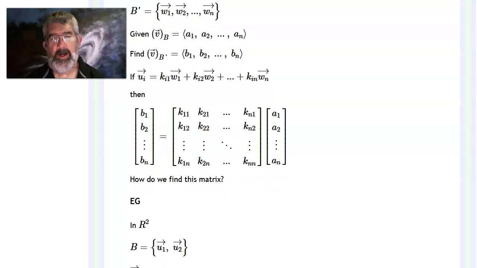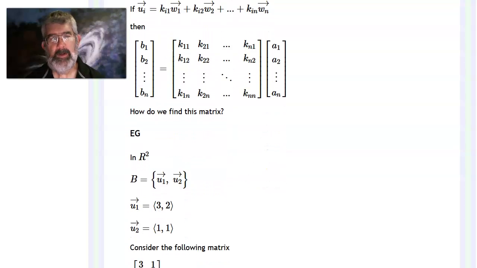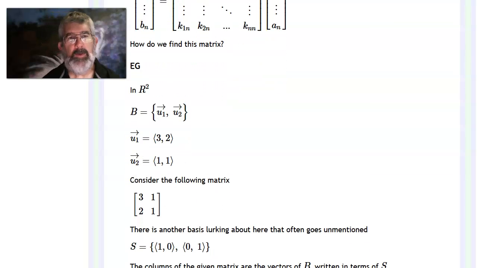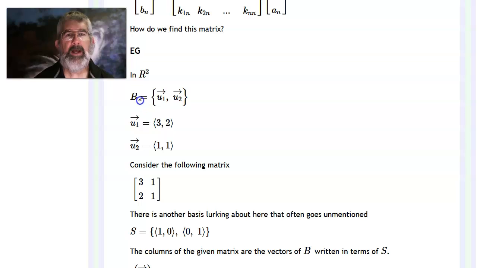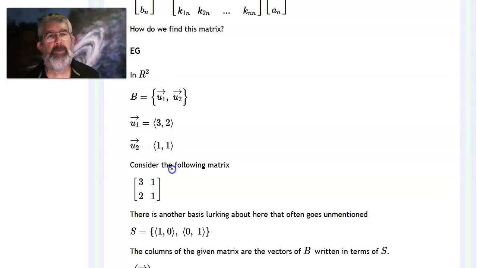So here's an actual example. I'm going to work through how we do it on a small example. I've got basis B here. I'm in R2, so I've got just two vectors in my basis, and the vectors are going to be the vector (3, 2) and the vector (1, 1). I ask you to consider the following matrix, where the first column is the vector (3, 2) and the second column is the vector (1, 1). So I'm making a matrix out of these vectors, but writing them as columns.